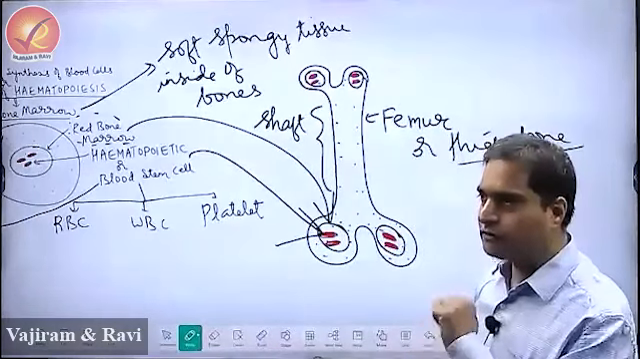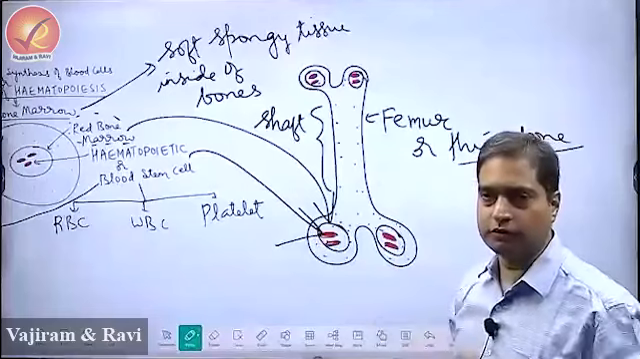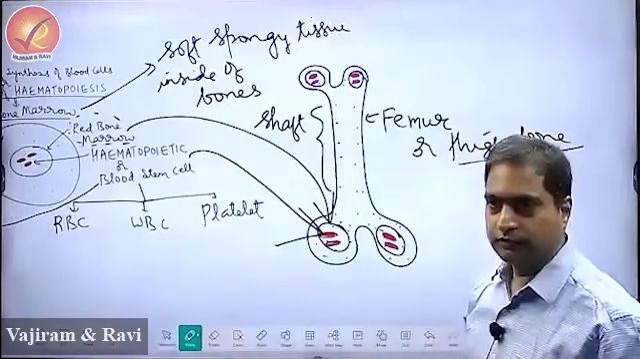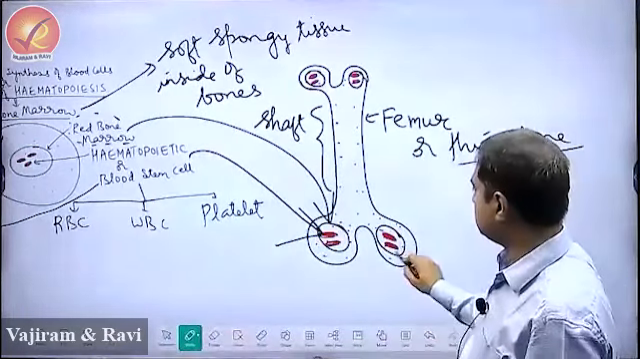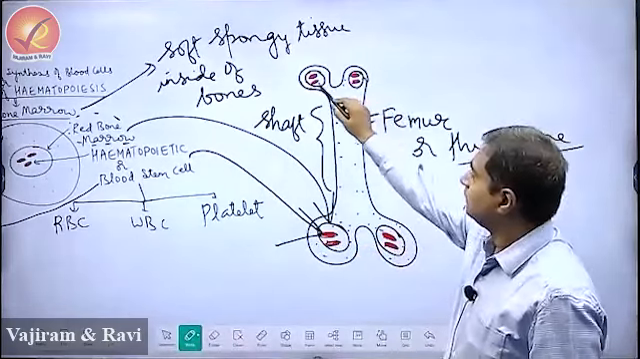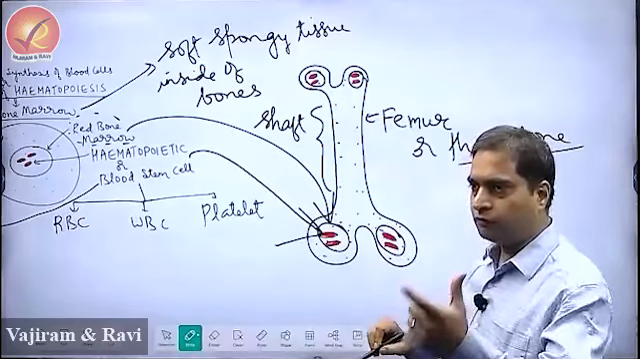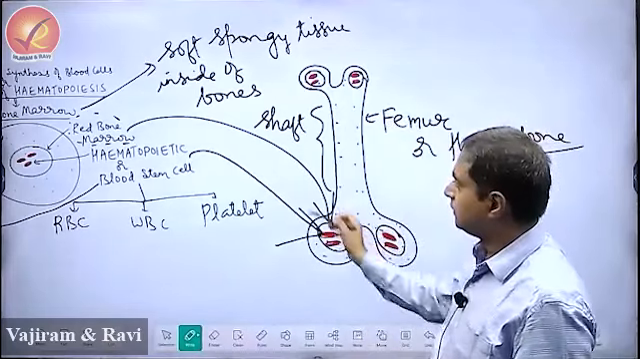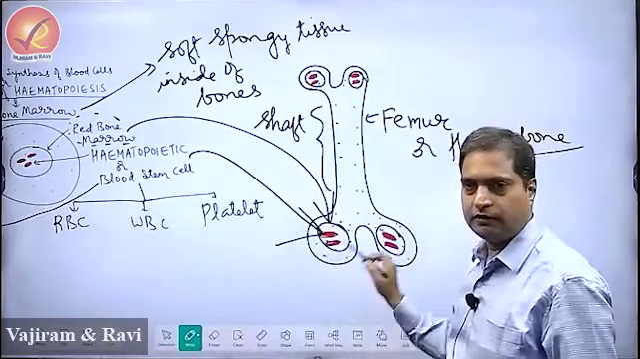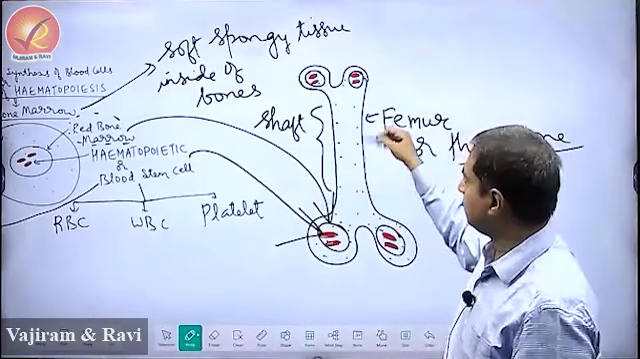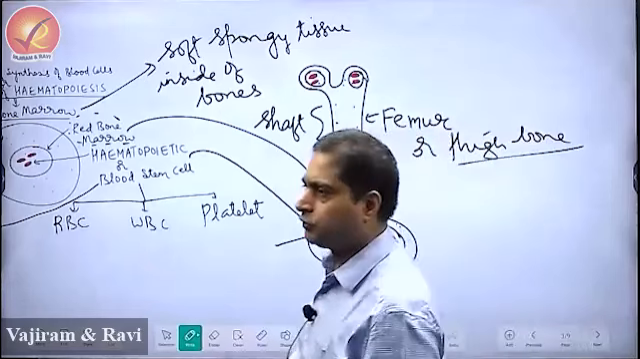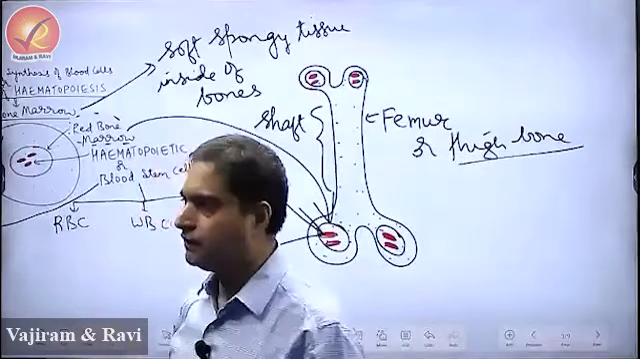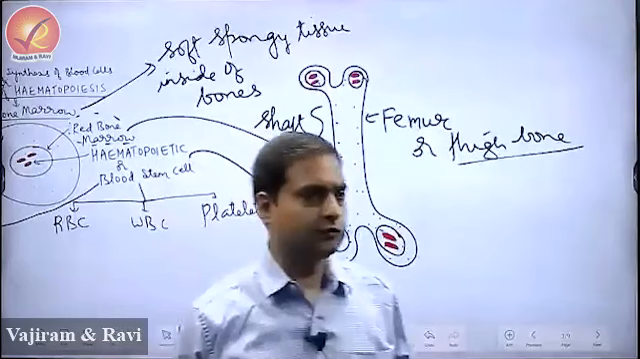But red bone marrow is present at the ends of the long bones. Not in the shaft. It is in the ends of long bones. At the ends of long bones we have the presence of what? Red bone marrow and blood stem cells. Not in the shaft, not in the elongated part of the bone. So this is another example of an important site for the presence of red bone marrow and the blood stem cells.